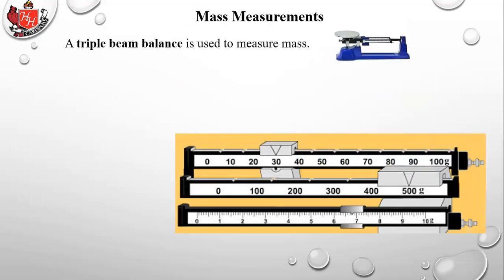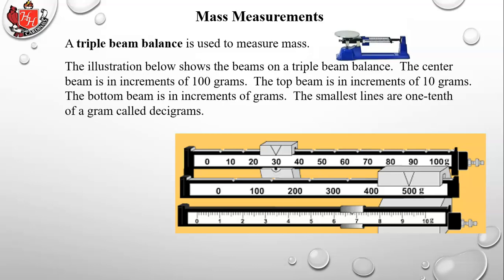A triple beam balance is used to measure mass. You're going to use that quite a bit in this class. The illustration below shows the beams on the triple beam balance. The center beam is in increments of 100 grams. That's the biggest, the heaviest. They put it in the middle because they don't want the device to tip over. The top beam is in increments of 10 grams. You can see that 10, 20, 30. And the bottom beam is in increments of grams. The smallest lines you see on that bottom beam are 1/10 of a gram. So you can read to 0.1 grams.